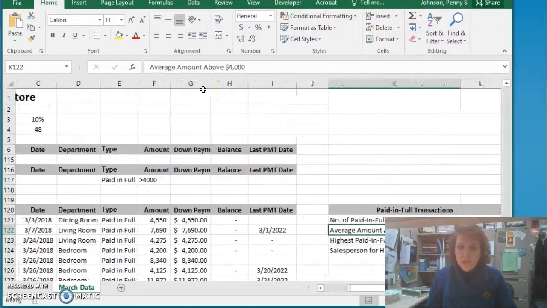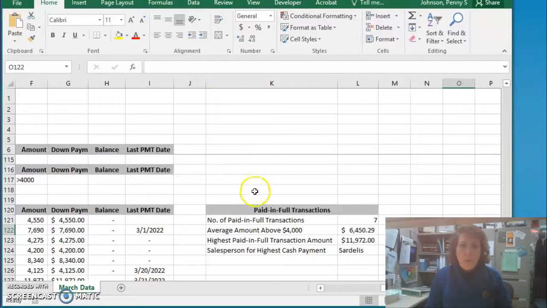Your database functions over to the right, they all were perfect. Well done. If you have any questions at all, just email me.